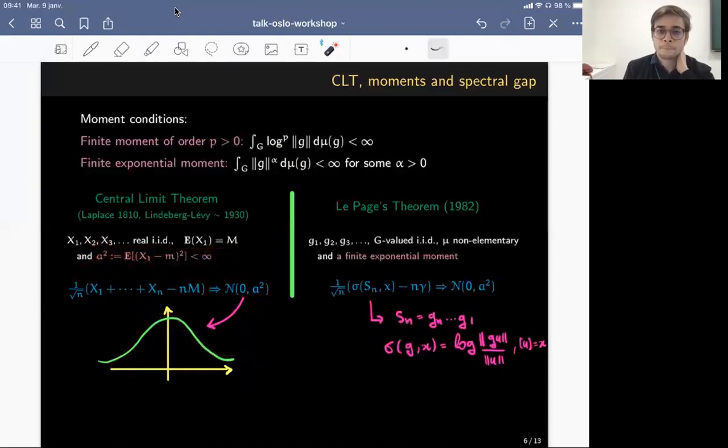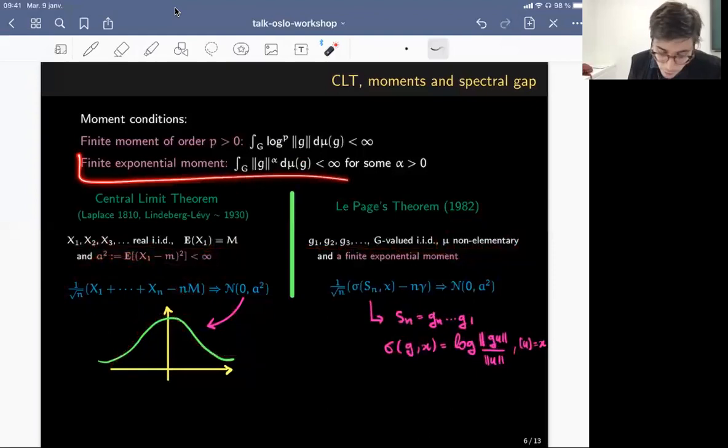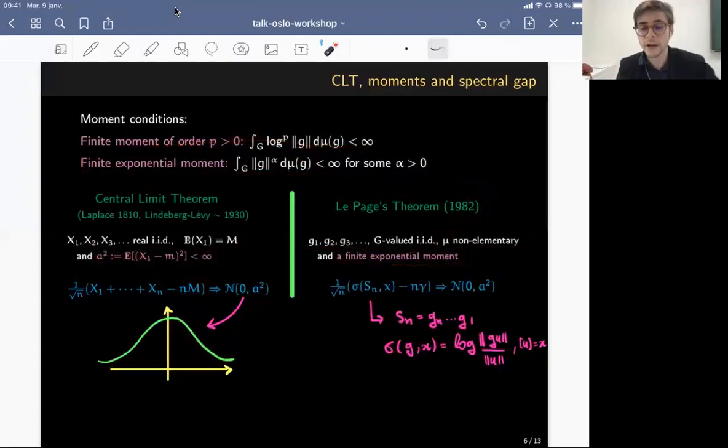And then we have an analog of this in the setting of random matrices. If we have a sequence of random matrices such that the measure mu is non-elementary, and we have this finite exponential moment condition, then Lepage showed in 1982 that we do have a central limit theorem for the cocycles. Remember here, sigma is something that is measuring the length of vectors, and we have a central limit theorem for these non-commuting random variables, okay?